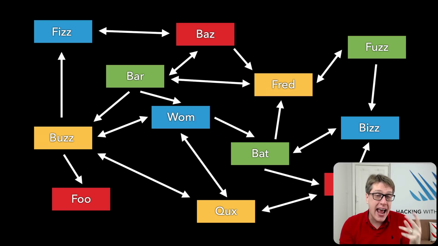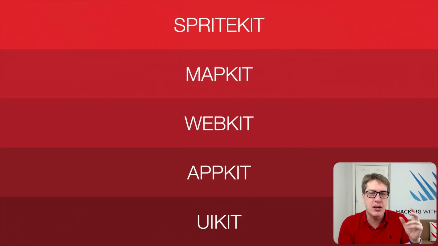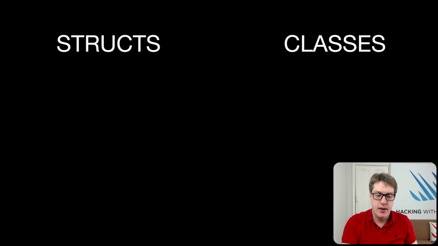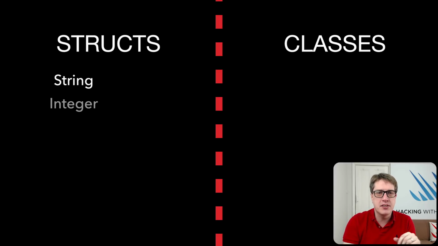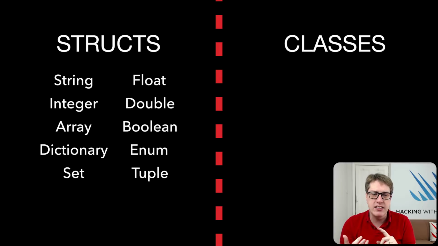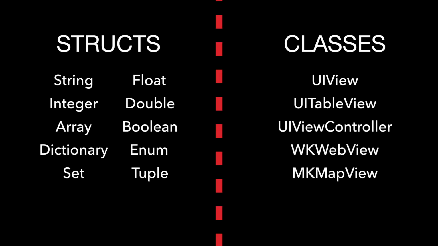But classes are used everywhere in Apple's APIs. UIKit, AppKit, WebKit, MapKit, SpriteKit, SceneKit, and more, they're all Objective-C based, so they're all class based. And so we kind of settled into a nice place. We said, let's put all our data on one side of this line. They're all going to be structs. And our strings, integers, arrays, doubles, booleans, tuples, and more, they're all structs. On the other side, the classes, there are views. So UIView, table views, view controllers, web views, map views, and more, any kind of layout stuff on the class side, any kind of data on the struct side.